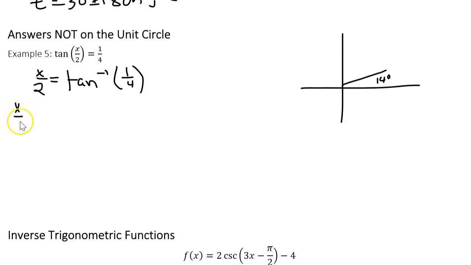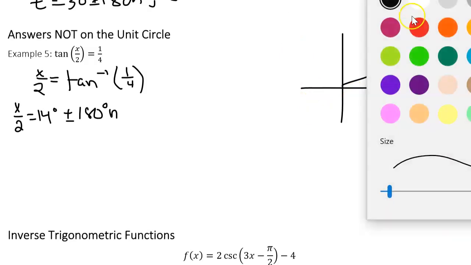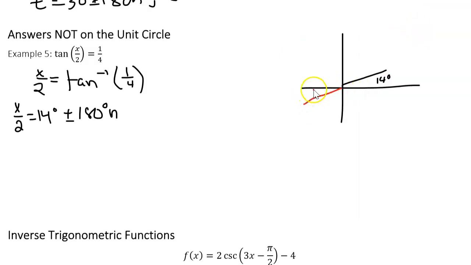So my first solution is x over 2 equals 14 degrees plus or minus, and please don't put 360. The period of tangent is actually 180 degrees. If you think about it, you don't have to find the solution in the other quadrant, because the 180 gives you the solution in the other quadrant. We just take 14 degrees and add 180, which is what's expressed here. So this is all of our solutions. We just need to finish solving for x. Multiply both sides by 2, and you get 28 degrees plus or minus 360n.